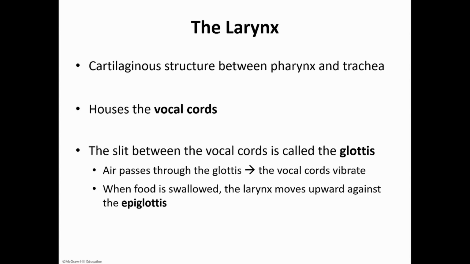We pass through the pharynx. We've decided we're going to the respiratory system, and so now we're going to move to the larynx. This is a cartilaginous structure, meaning it's made of cartilage. That's going to be between the pharynx and the trachea. And this is where your vocal cords are going to be found.